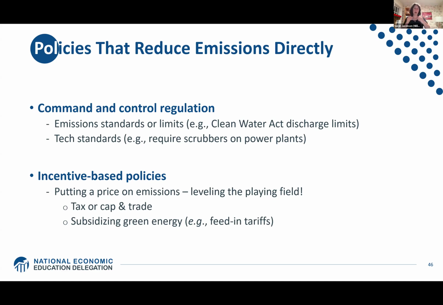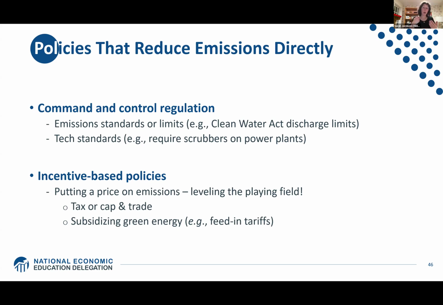And one of those categories is what we call command and control, which is kind of an old-fashioned form of regulation. And that's where you tell a polluter exactly what they have to do. So you tell them either how much they have to emit or what kind of technology that they have to have.